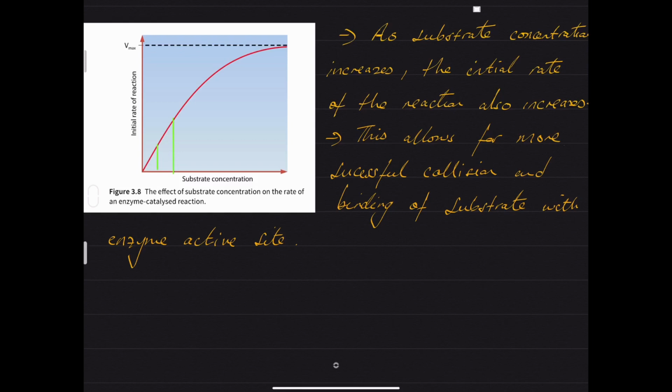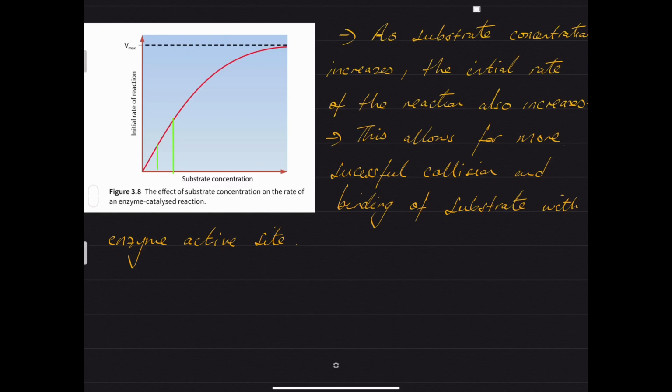And if you want this to happen at a fast rate, this binding of the enzyme and the substrate needs to happen frequently. And if it needs to happen frequently, you need to have more of the substrate around. By increasing the substrate concentration, you increase the chance that the enzyme's active site will bind to a substrate. All right, so that's what is being represented on the graph there. As we increase the concentration, the initial rate of the reaction also increases.